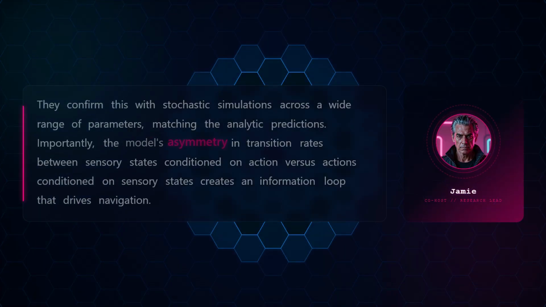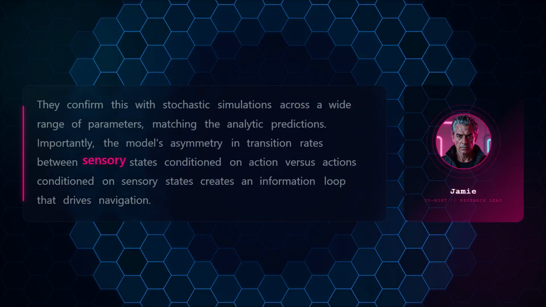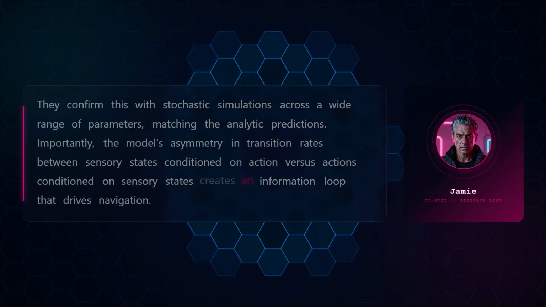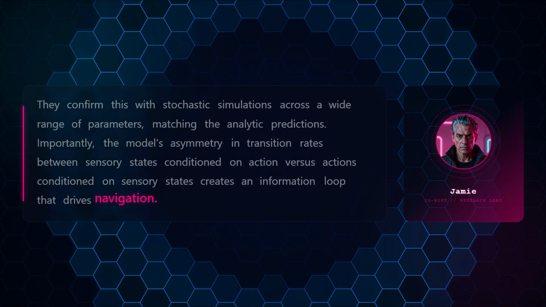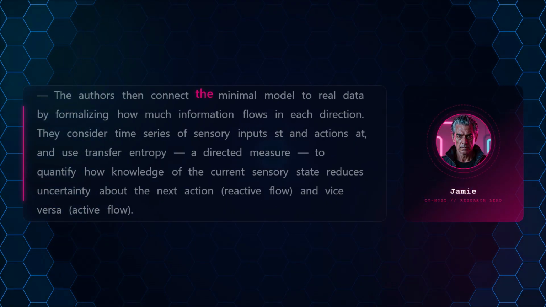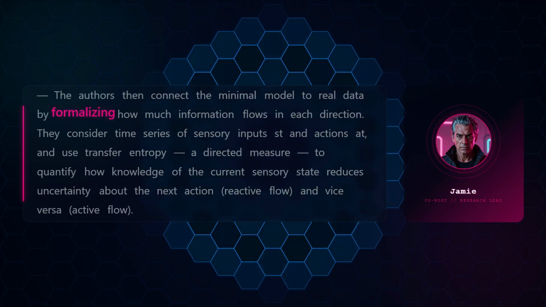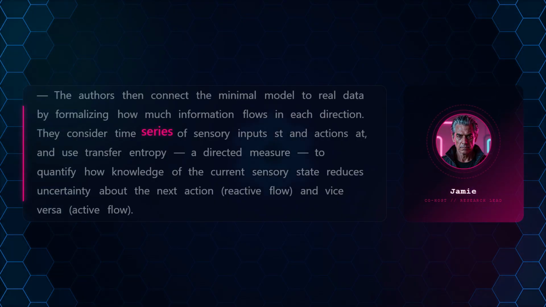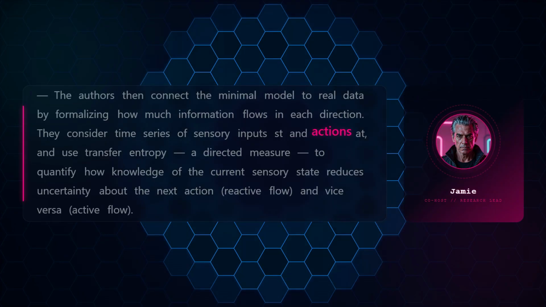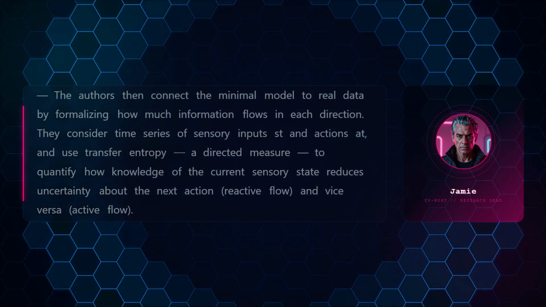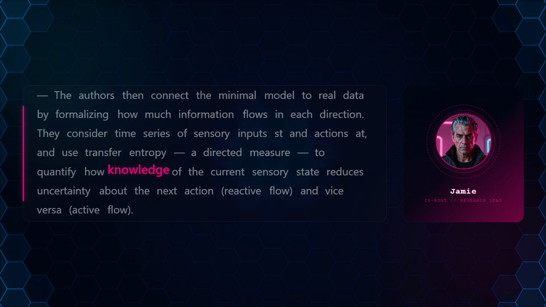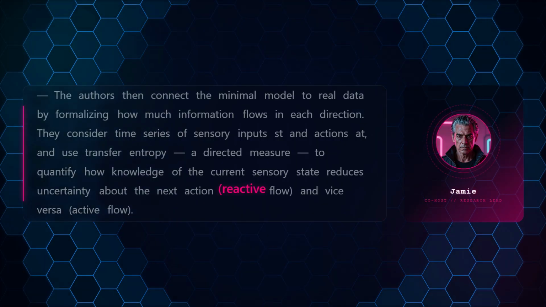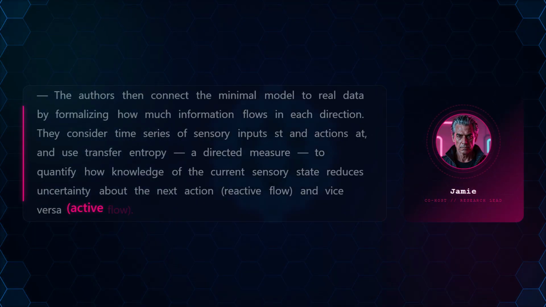Importantly, the model's asymmetry in transition rates between sensory states conditioned on action versus actions conditioned on sensory states creates an information loop that drives navigation. The authors then connect the minimal model to real data by formalizing how much information flows in each direction. They consider time series of sensory inputs, s_t, and actions, a_t, and use transfer entropy, a directed measure, to quantify how knowledge of the current sensory state reduces uncertainty about the next action, reactive flow, and vice versa, active flow.